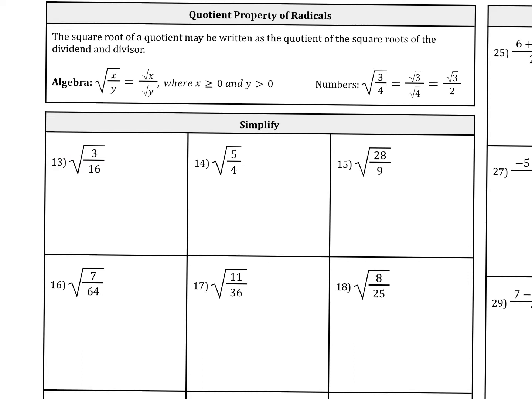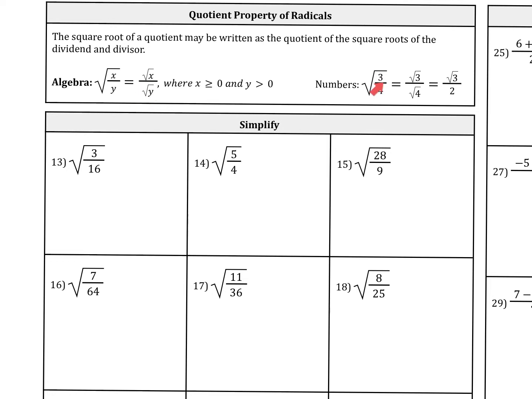Chapter 6 review, simplify square roots. For simplifying square roots, we're going to make sure that there is not a square root on the bottom. If there is a square root on the bottom, then we have to remove it by finding the square root of the bottom number.